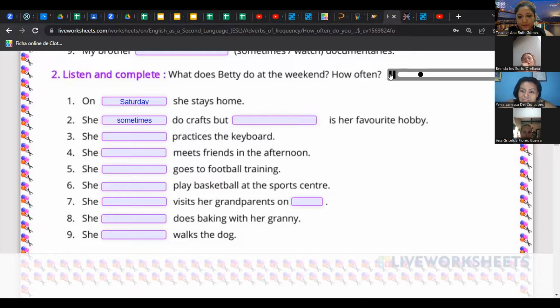But playing the keyboard is my favorite hobby. Okay, what is it? Playing the keyboard. All right, playing the keyboard. Let's listen to number 3, okay? So I always practice the keyboard. Okay, what is the word? Always. Always practice the keyboard. Very good.